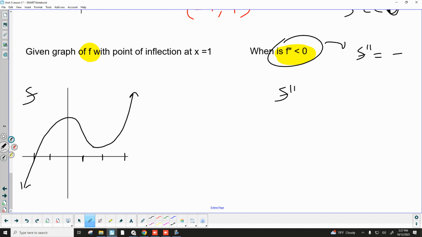Now we go over here to our graph. What do we have? We have the graph of F. So we go back to the chart and we focus on the third row. I'm looking at when this graph is concave down. Okay? Answer the question.